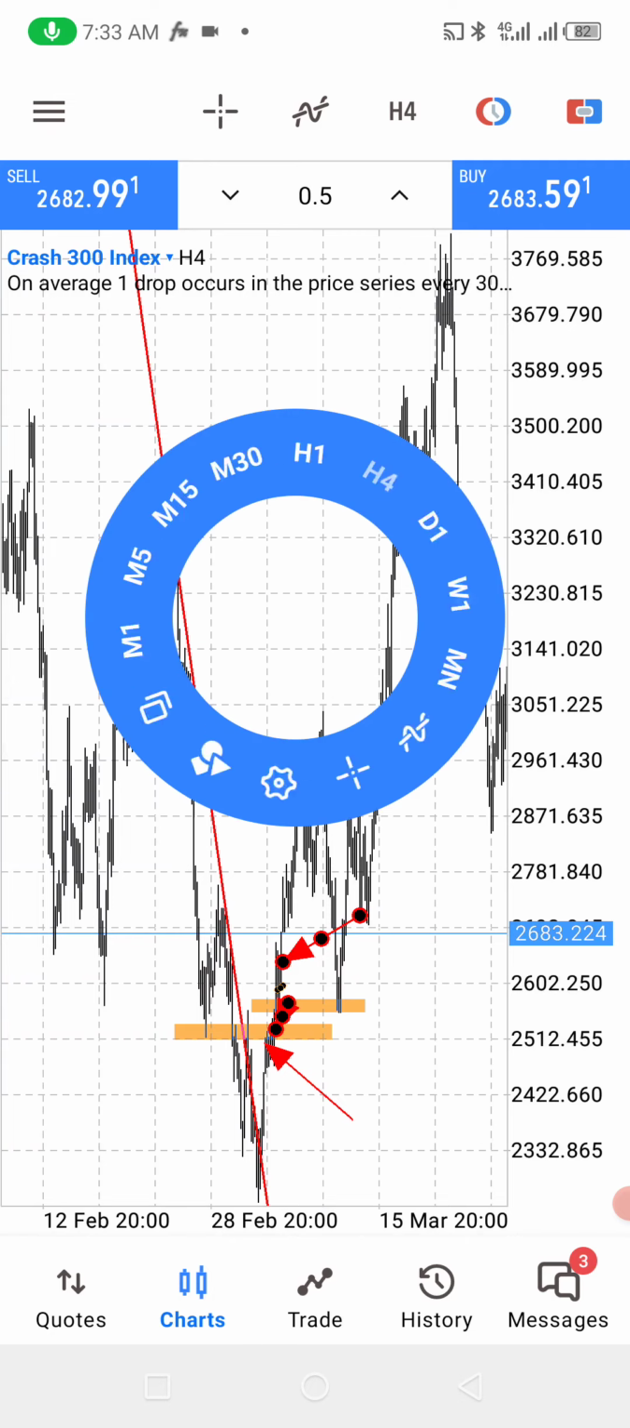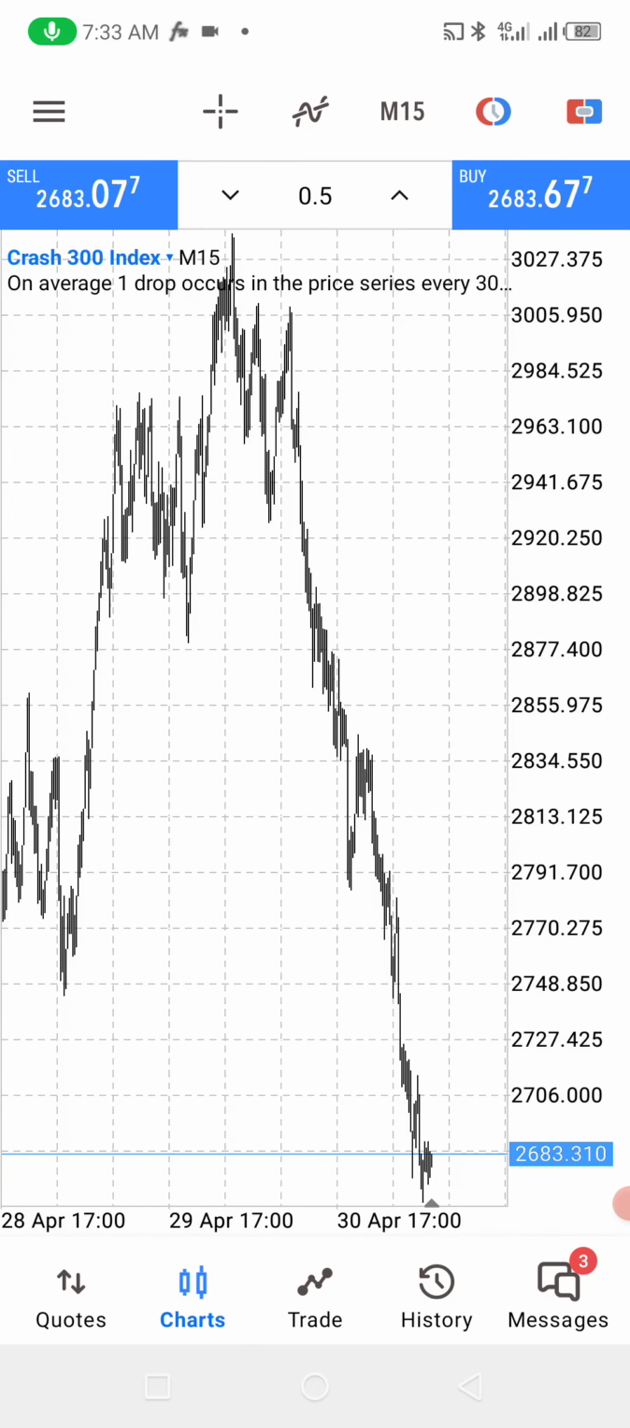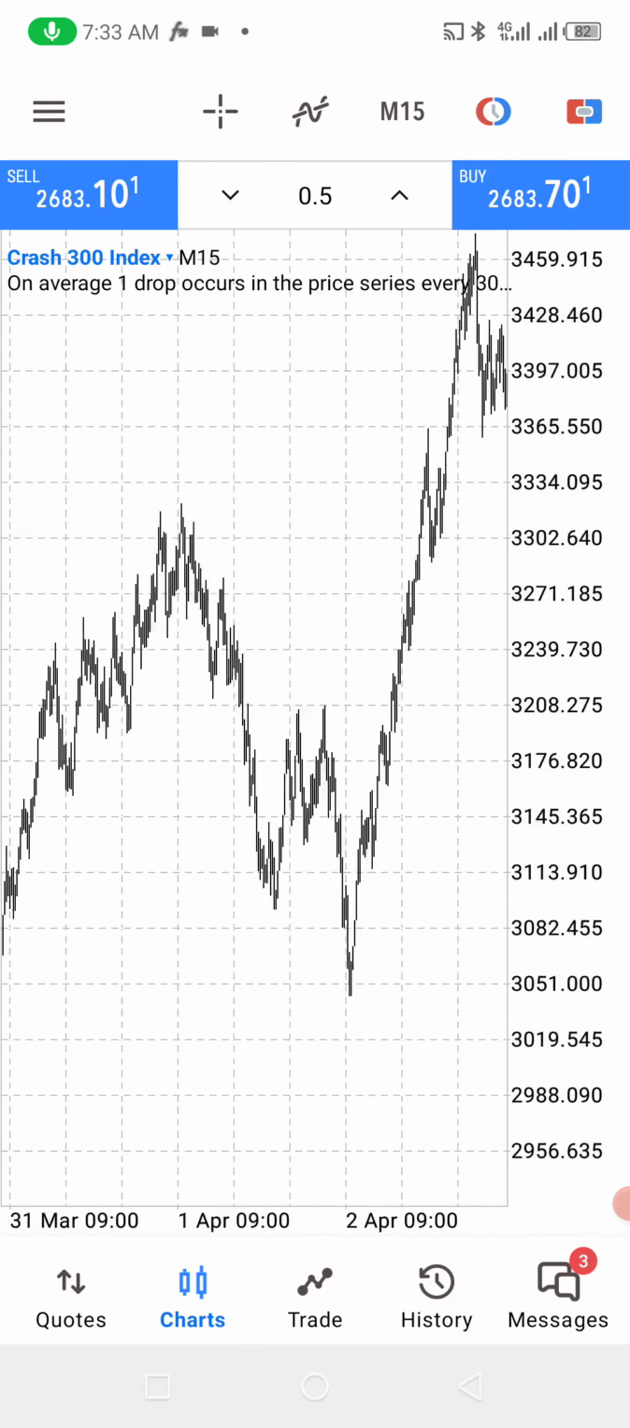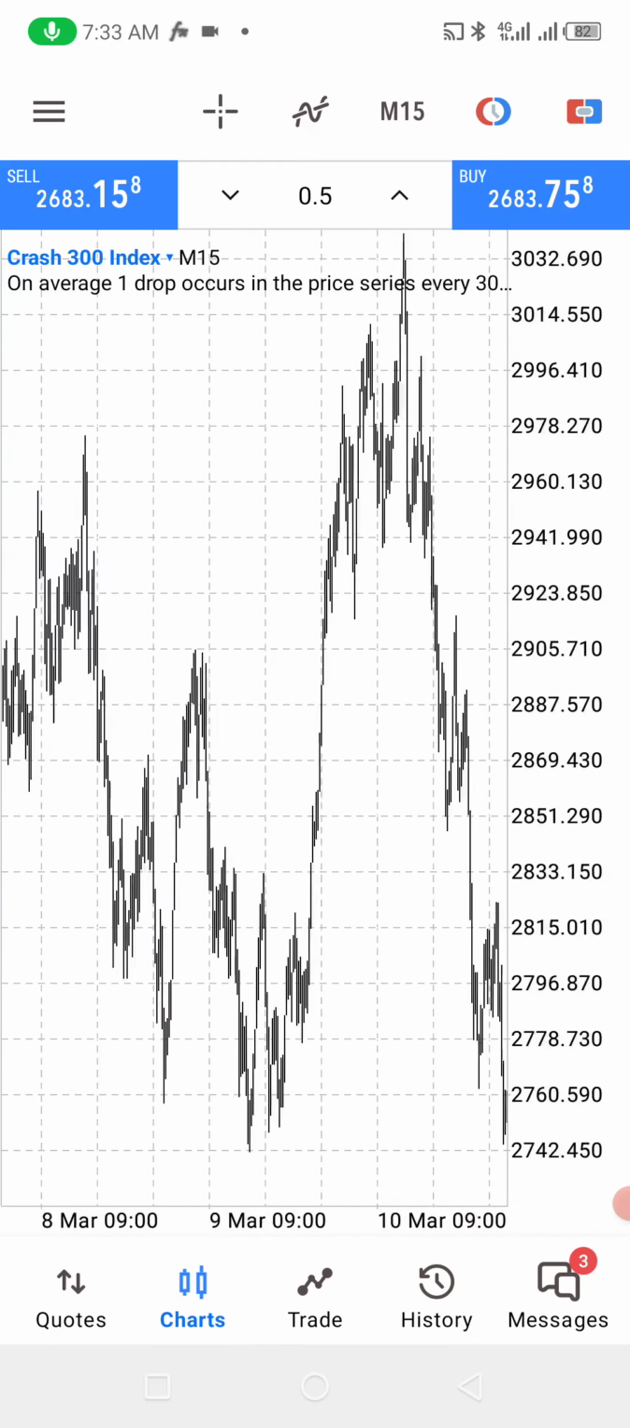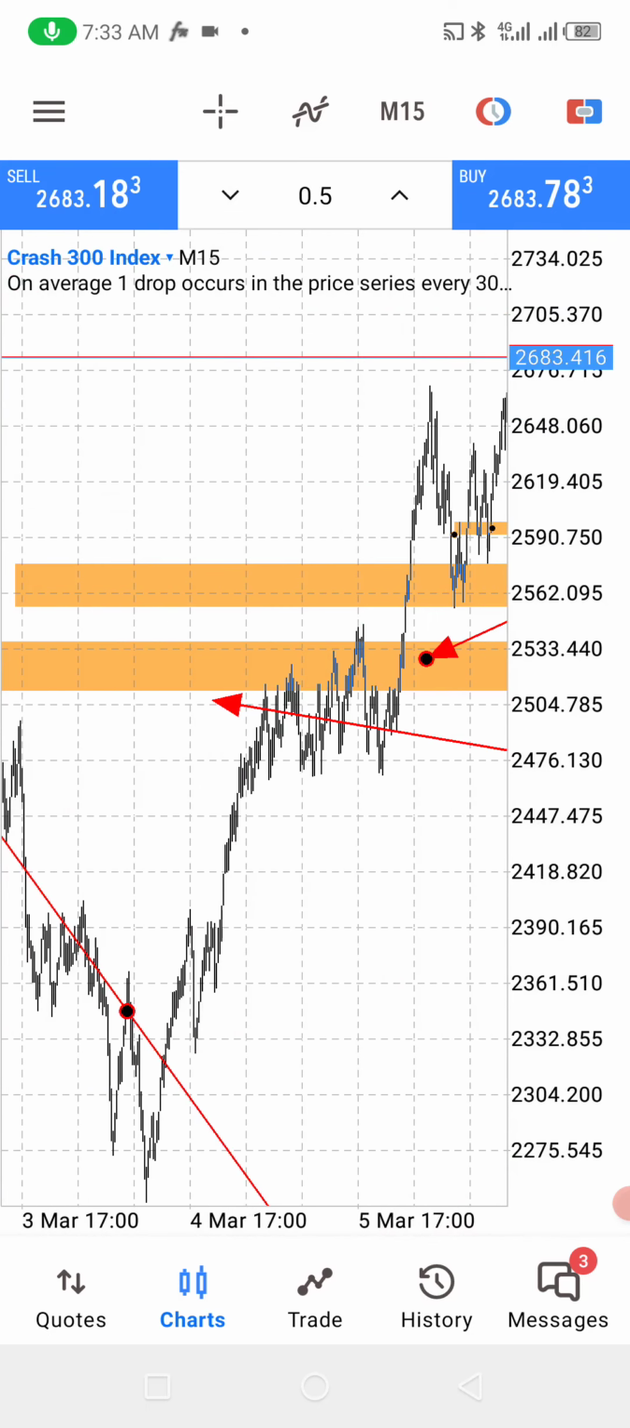Okay, it's okay. You put it below the resistance point. Now we have understood how to get entry for crash market.